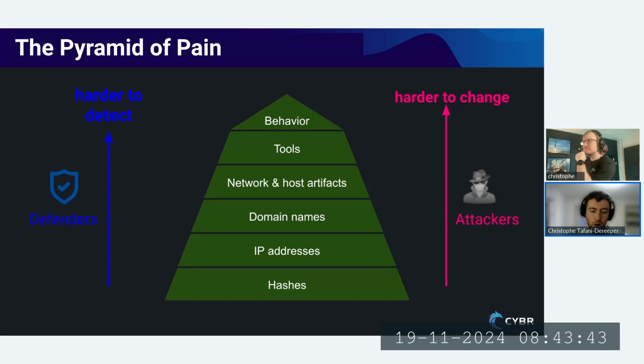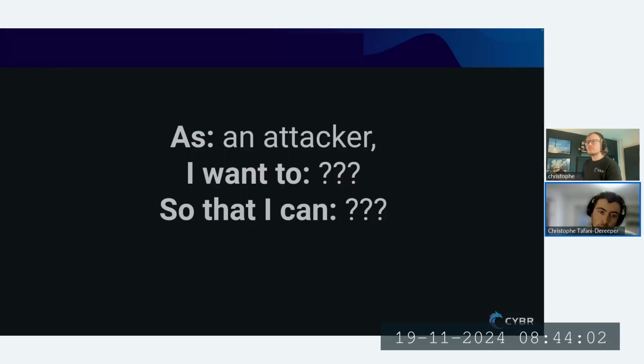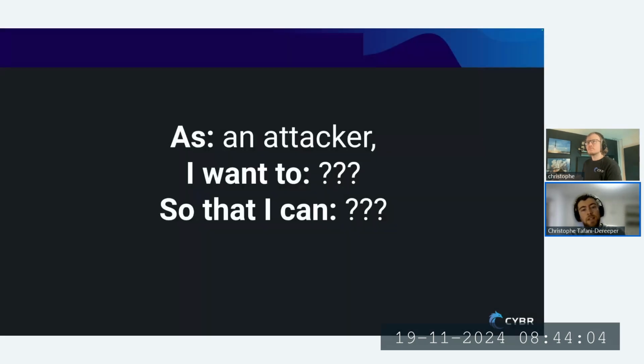So when you're at the bottom of this pyramid, you have things that are very easy for defenders to catch, but also very easy for attackers to change. And as you move up, you get to behaviors and tools. These are things that are harder to detect as a defender, but also much harder to change as an attacker. So it's really useful to try to detect on these. Which brings the question: if I try to detect attackers, I want to know what they are up to, what they are trying to do, and what their goal is, right? So that you can detect them.